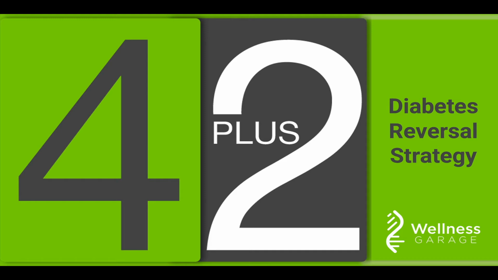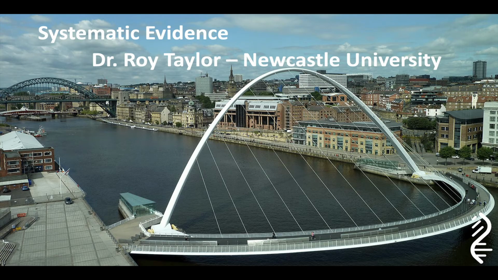I'd like to take a few moments today to talk to you about our 4+2 diabetes reversal strategy. But first, I'd like to talk to you about why type 2 diabetes develops. We understand this because of the work of Dr. Roy Taylor and his group in Newcastle, who over a period of 10 to 15 years developed the systematic evidence to show us why type 2 diabetes develops and also what we can do to reverse it.